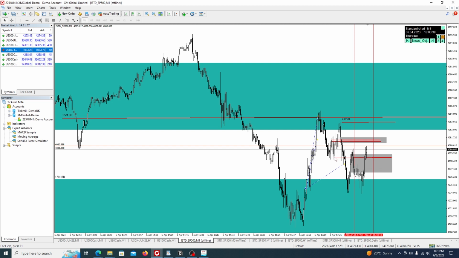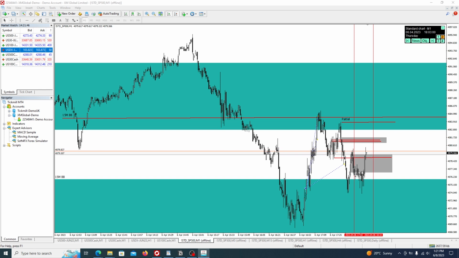All right, I'll explain this level in a moment. All right, so let's go ahead and play price, and then I will execute on this. It's not rejecting yet. There we go, rejecting. So I would take a buy right there.